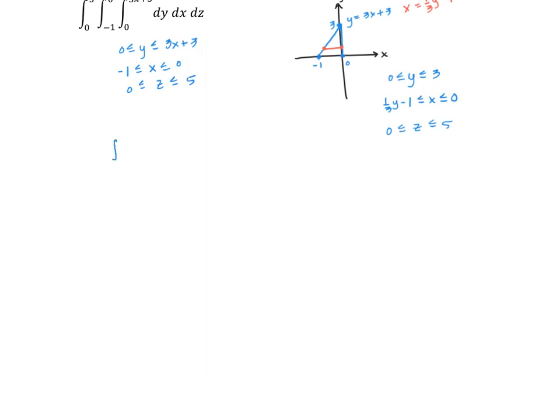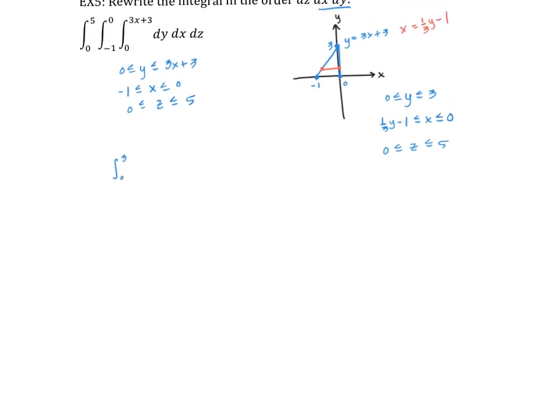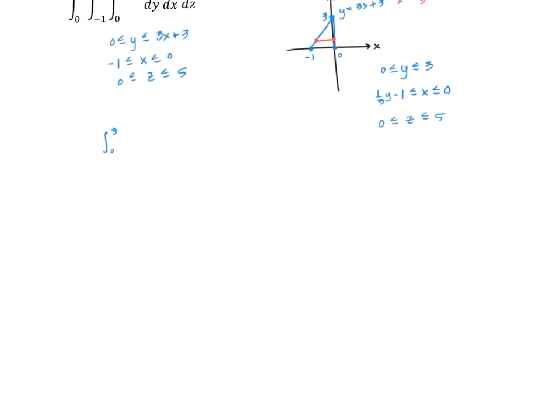My integral will now be the outer value from 0 to 3. Remember, we were supposed to write the outer with respect to y. And then with respect to x, I'm going to have 1/3 y minus 1, 0 would be my upper limit. Or x, sorry, did I say z? And then the z would be 0 to 5. This would be dz, dx, dy.